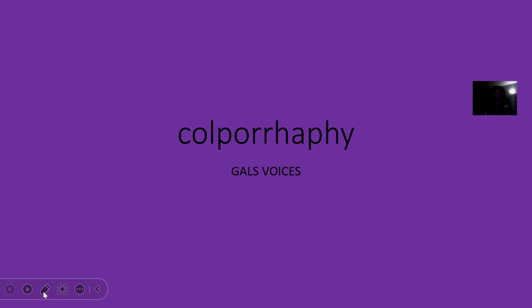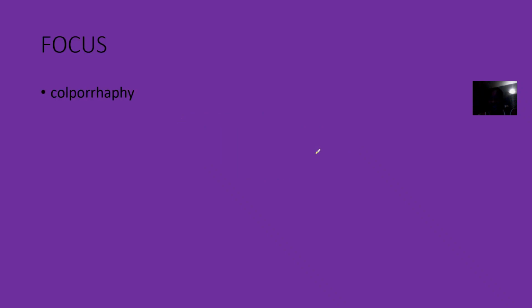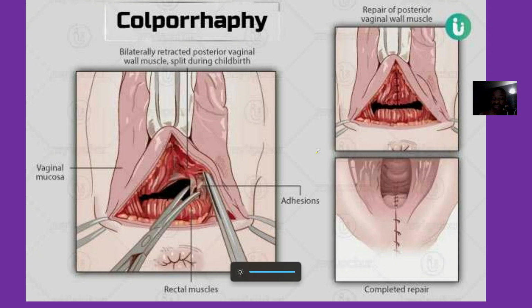Now for the next surgical procedure which we'll get to discuss, we'll look at what is known as a colporrhaphy. Colporrhaphy. Okay. So let me increase this brightness. Okay. So let's just describe it to just understand what it means.